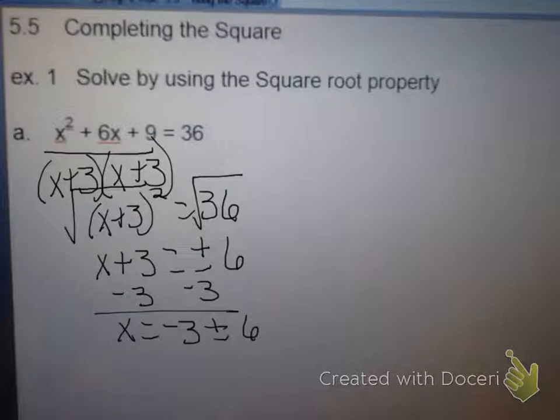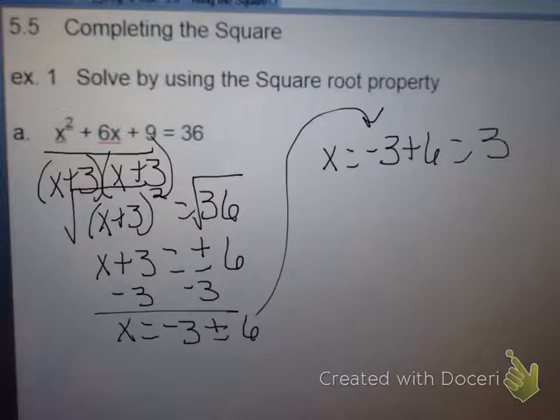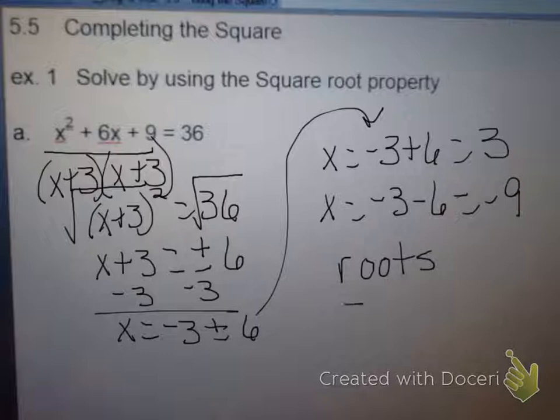Now you need to separate that. So negative 3 plus 6, which is 3, and x is equal to negative 3 minus 6, which is negative 9. So those are your x's, also known as your roots, also known as your zeros, also known as your x-intercepts.